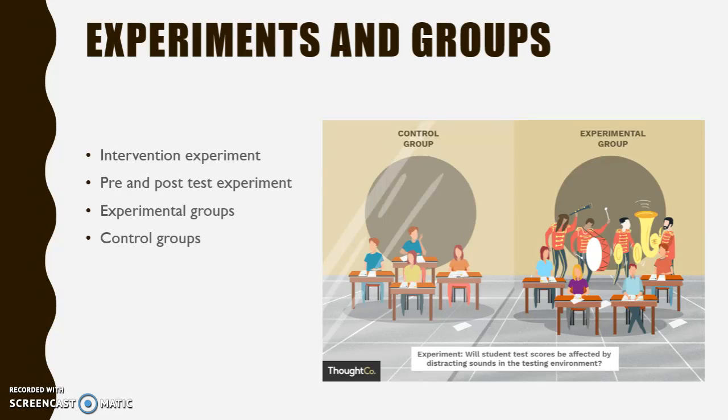Experimental groups. The experimental groups are groups in an experiment that receive the variables being tested. Only one variable can be tested at a time to make sure that the test is reliable. The experimental group is compared to a control group because it doesn't receive the test variable.